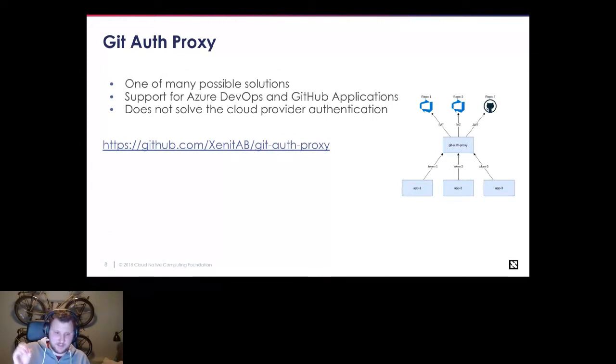It looks at the temporary tokens instead. And if that namespace has access to a specific repository, it will replace the temporary token with a proper personal access token. Or in the case of GitHub, it actually solves the whole generating a JWT every 10 minutes. So it will replace the token with a JWT instead.